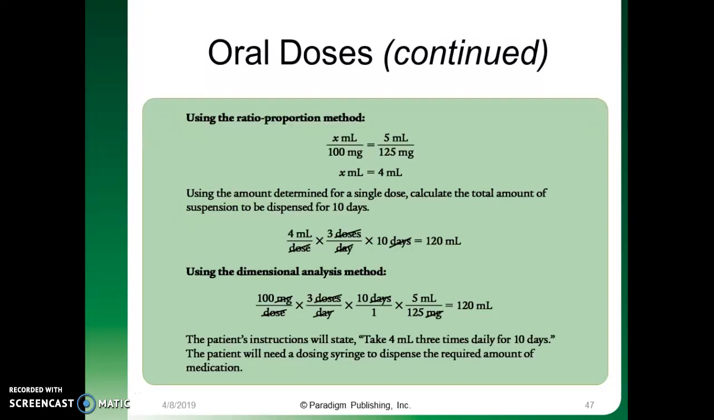Now, using the amount determined for the single dose, we calculate the total amount of suspension over 10 days. So if 4 milliliters are per dose, and you're taking 3 doses per day, and you're taking it for 10 days, that will equal 120 mLs. Okay, so the patient instruction will state, take 4 milliliters 3 times daily for 10 days.